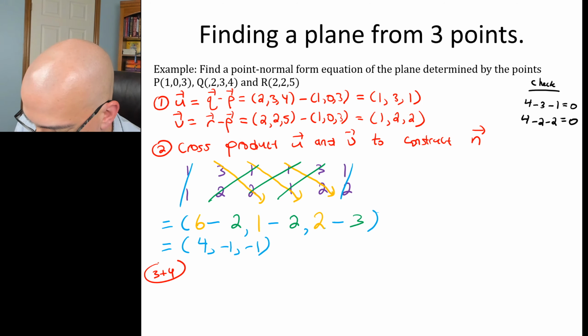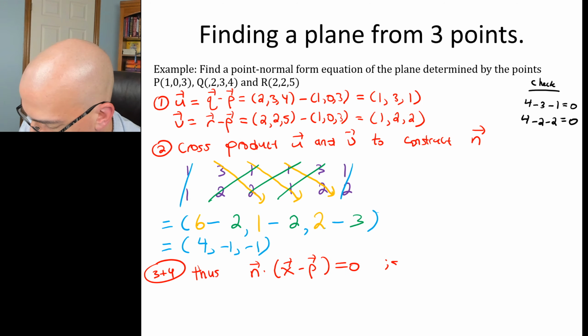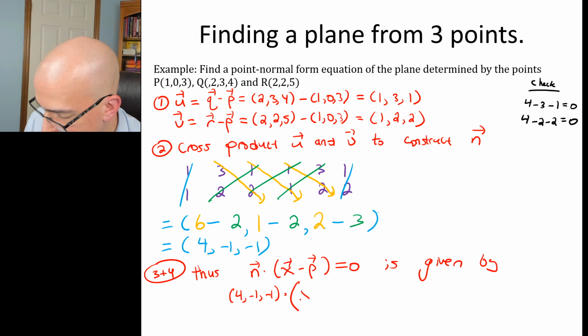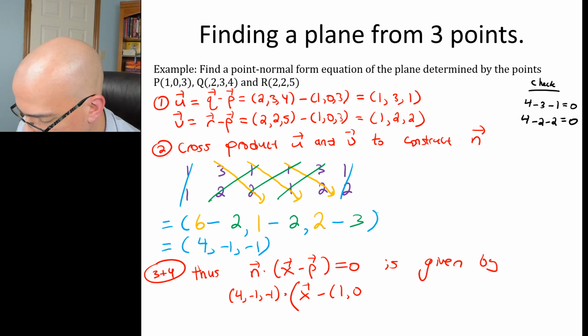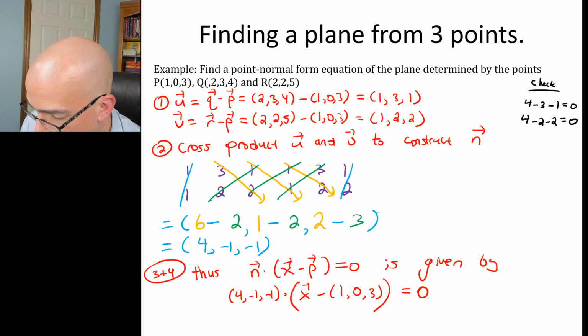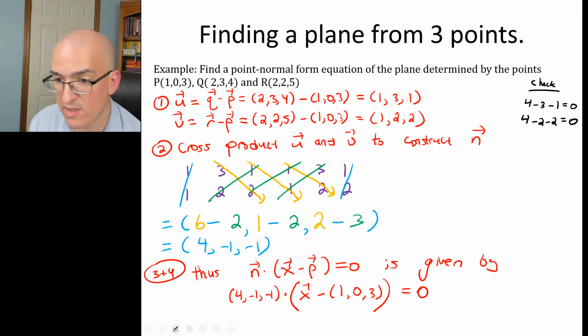So steps 3 and 4. Thus, n dot (x minus p) equals 0 is given by (4, -1, -1) dot (x minus, well, it says p, but you could use q or r. I'm going to use p.) (1, 0, 3) equals 0. And there's one typo. I apologize. I just saw it. There's an extra comma in front of the 2. It doesn't make any sense. So you can fix that in your notes if you want.